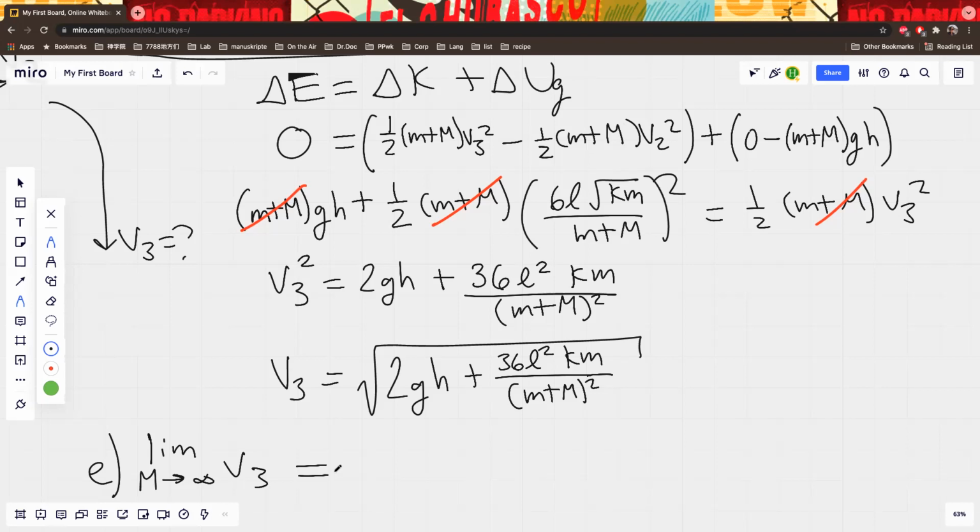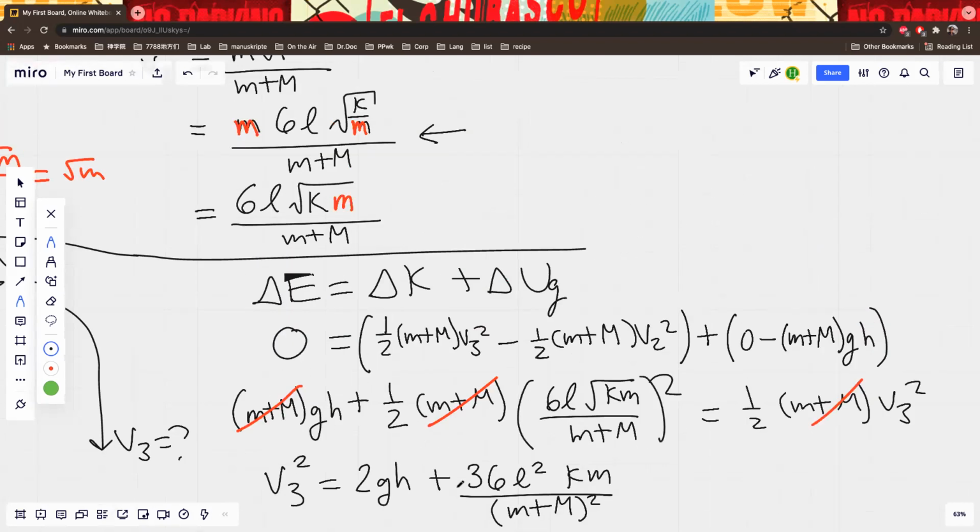As M goes to infinity, the denominator there would go to infinity, so that would approach 0 over there. So then I guess it would just be the square root of 2gh then. Correct. That's completely right. Great.